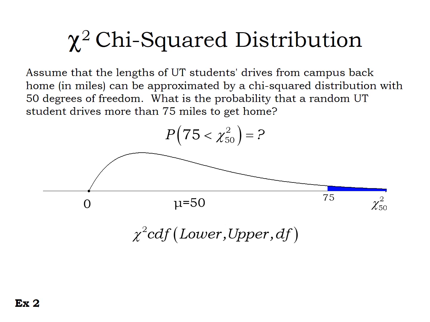Okay, so now, to find this probability, we're going to use the chi-squared CDF. And again, we've got to tell it the lower and upper limit of the region we want and the degrees of freedom. So we're going to do the chi-squared CDF from 75 to infinity, with 50 degrees of freedom. And when we do that, we're going to get an answer of 0.0126. So 0.0126 is the probability that a random student drives more than 75 miles to get home.